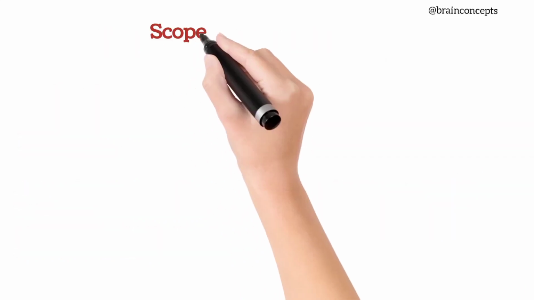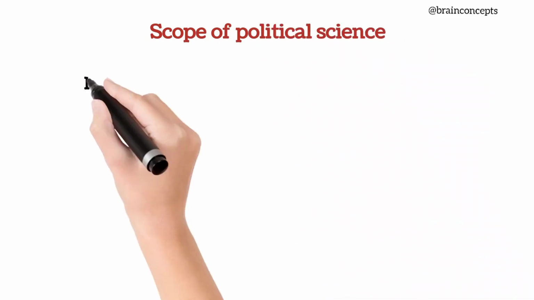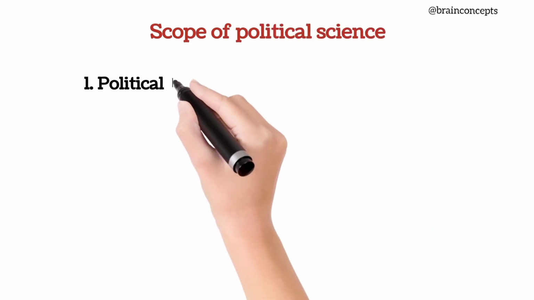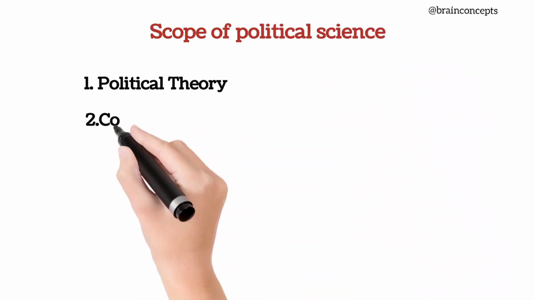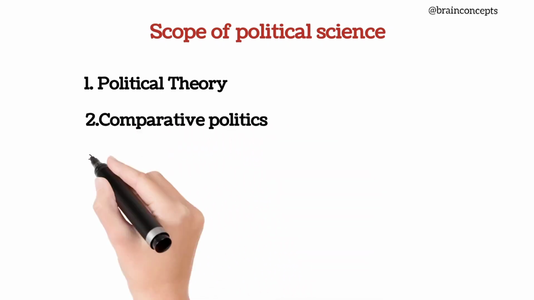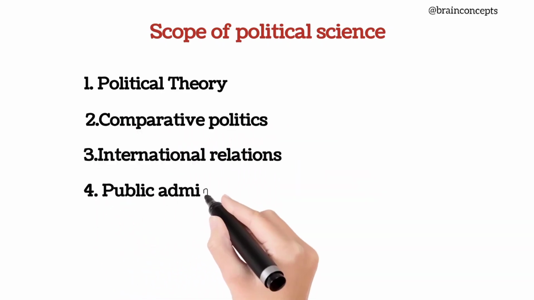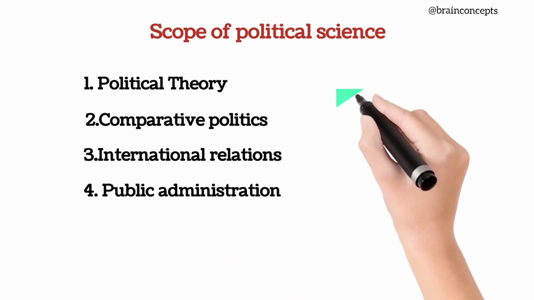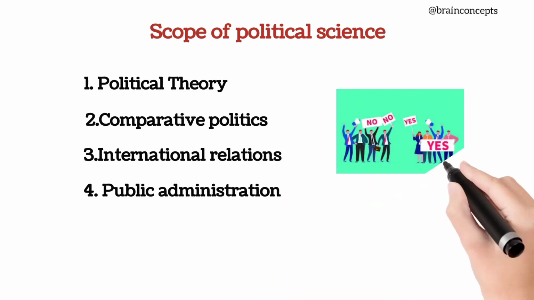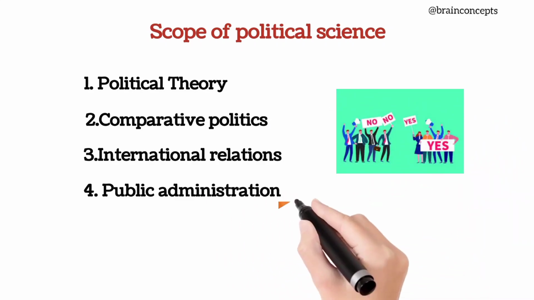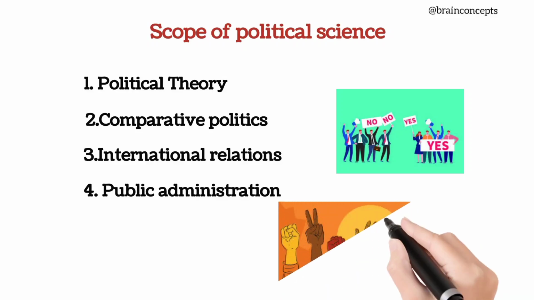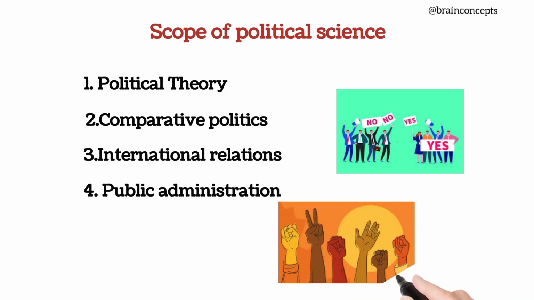Move towards part 3, that is the scope of political science. This section explains the four major areas that political science covers. Number 1 is political theory, second is comparative politics, third is international relations, and the fourth one is public administration.